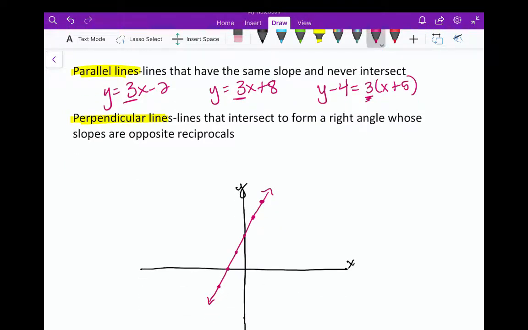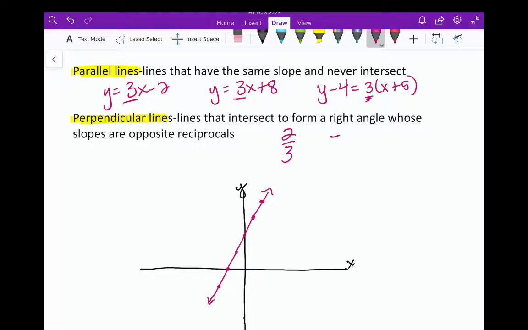Perpendicular lines are lines that intersect to form a right angle whose slopes are opposite reciprocals. Another way of saying that is that the slopes need to multiply to equal -1. So 2/3, what is the opposite reciprocal of 2/3? Well, first of all, opposite means the different sign. So if that's positive, then my other slope should be negative.